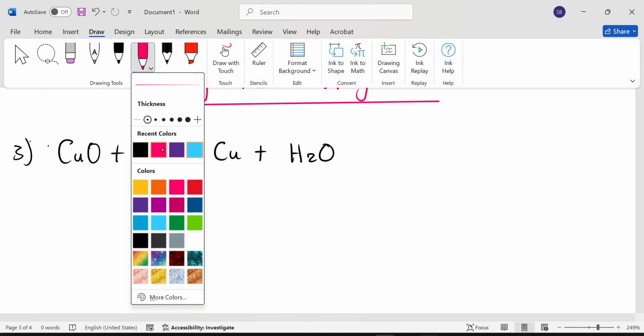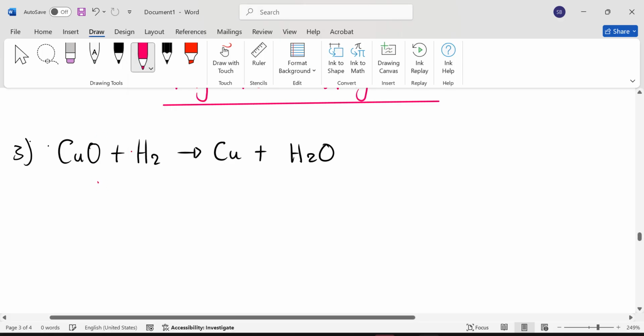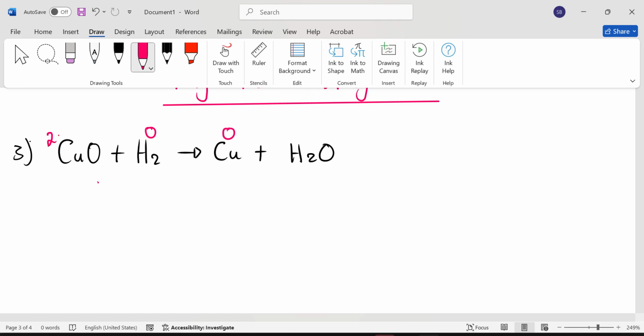Okay, so now we have this. And what do you notice? Since this is copper and just copper, what's the oxidation number? Yes, 0. And then hydrogen? Aha, 0. Right. And then in copper oxide, so sorry for the noise. Just get a little bit too excited. Okay, so copper oxide, right? So what's the oxidation number of copper here? It's actually a 2 plus, and then oxygen is 2 minus.